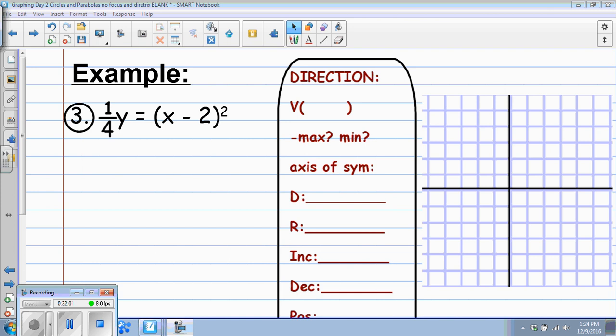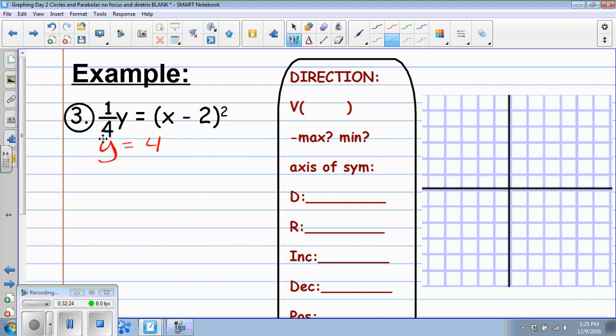Okay, so this problem, we can't do anything until we just have a single variable equals. And for this one, we need y equals. Y is my non-squared term. So how do I get y by itself? Multiply by 4, right? So we multiply by 4 on both sides, and then we end up with y equals 4 times x minus 2 squared. So when you multiply by 4 on both sides, you just created the a on the other side.